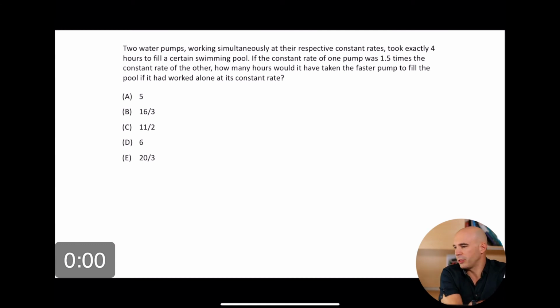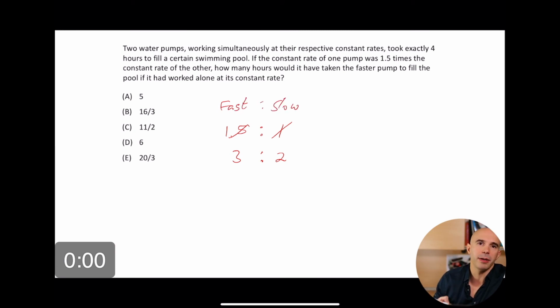And what you would want to do is start by saying, look, I've got a ratio of 1.5 to 1, which really I should expand by a factor of 2 like that. And this is a ratio that describes how quick each pump is on its own. You've got your fast pump and you've got your slow pump. And we can see here that the fast pump is 3/2 as fast as the slow pump is. How did I get 3/2? Just from that ratio, 3 to 2, 3/2.